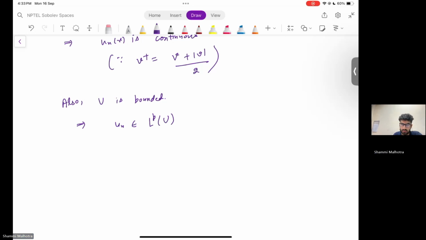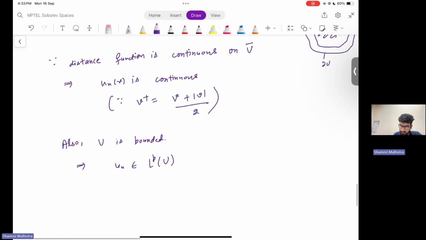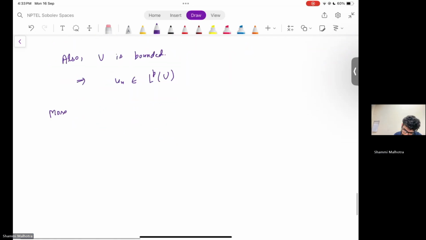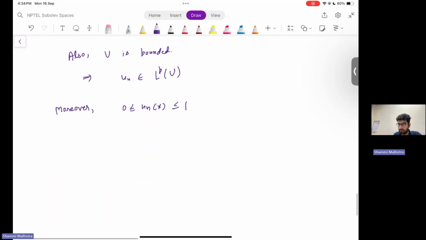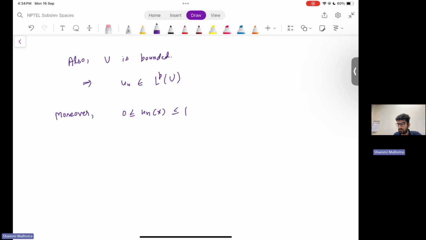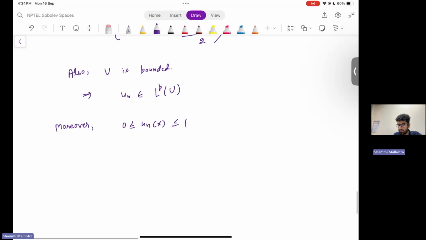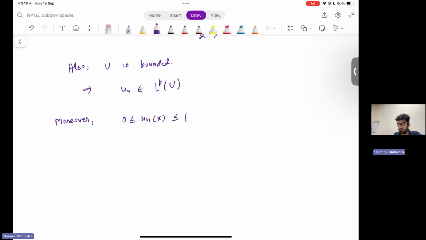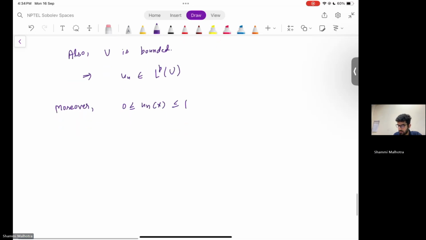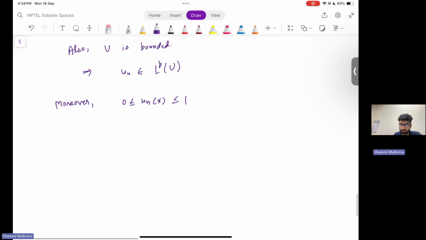So moreover, we can observe that u_n(x) lies between 0 and 1 only. Since I'm taking the positive part only, they are non-negative. And moreover, I am taking 1 minus n times distance, so they cannot exceed 1. Distance is a non-negative function, so this has to lie between 0 and 1 only.